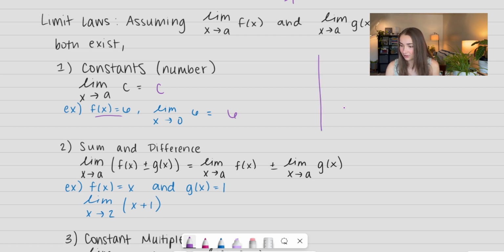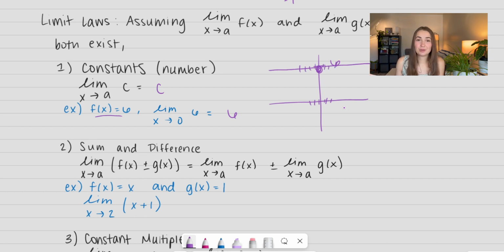If we think about this on a graph, we have f of x is equal to 6. It's just a straight line. And we chose 0 in this case. x approaches 0. So as we're approaching 0, our function is indeed approaching 6. No matter what x value we choose on the line, we're just going to be approaching that value. So that's really nice. When we just have a number in there, it's just equal to the number.